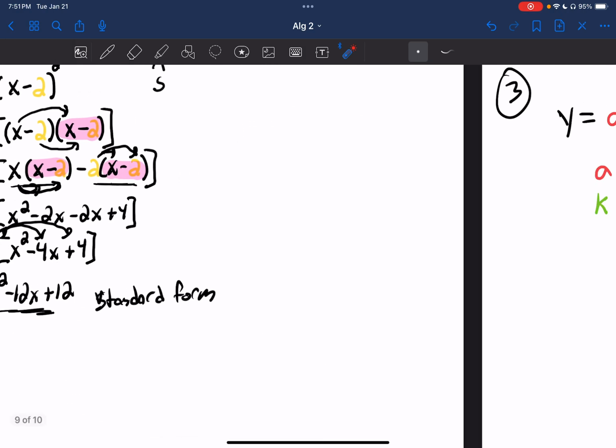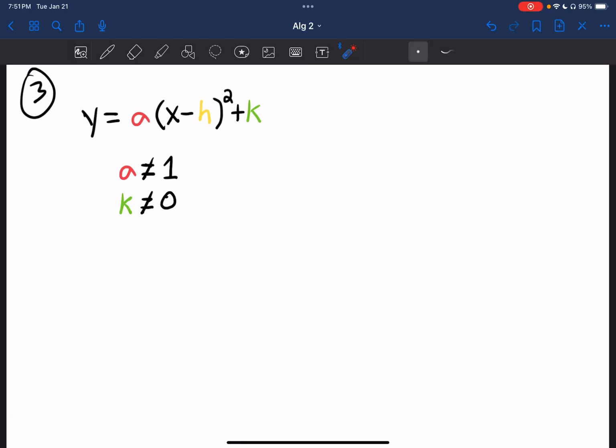So we have one more case here, and that's where k is also not equal to 0. So just to move things along, let's keep the same values. h is equal to 2, and a is still equal to 3. But now let's say that k is equal to, let's go with -5. K is now -5.